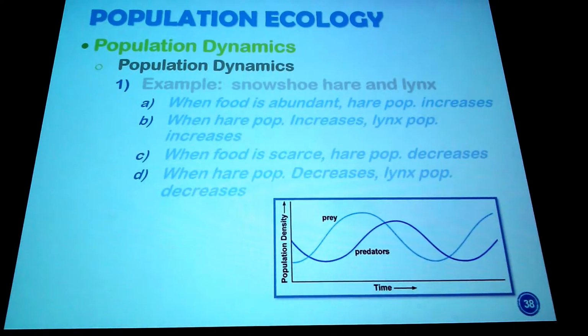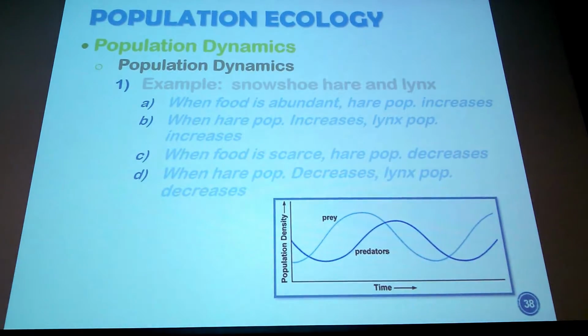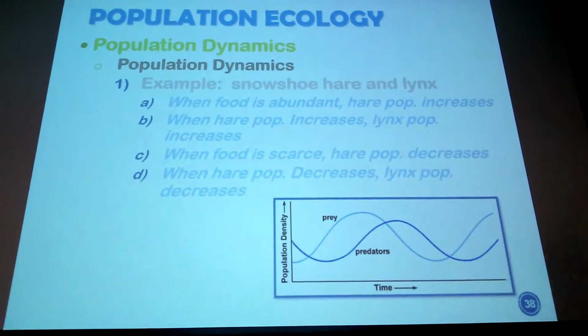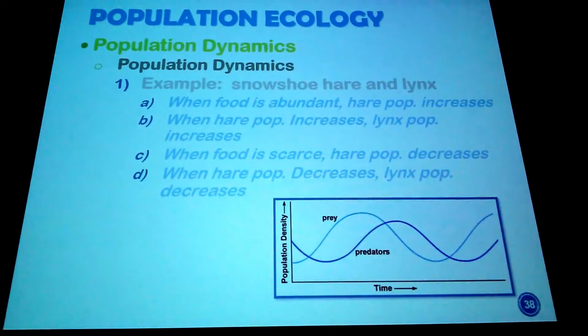Okay, you don't need to write this down. Just reiterating what I've already said. When food is abundant, the hare population increases. When the hare population increases, the lynx population increases. When food is scarce, the hare population decreases. When the hare population decreases, the lynx population decreases.